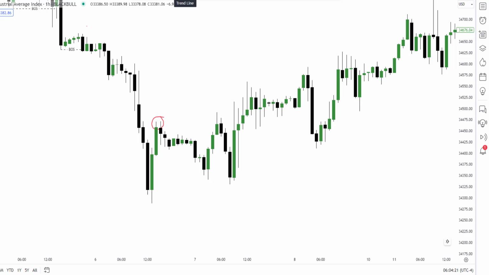Let's take it gradually. So from here we have this low. Price pushes trying to create a low, but the low did not happen there. It only created a higher low. This is above this one.